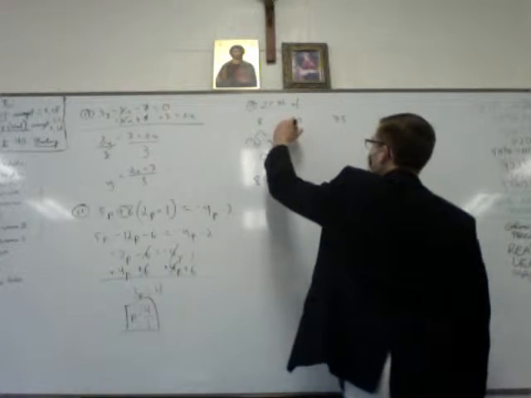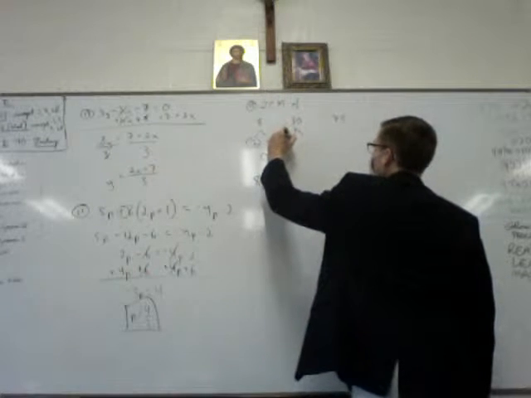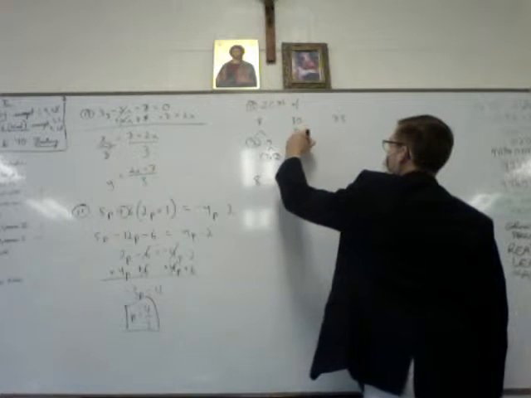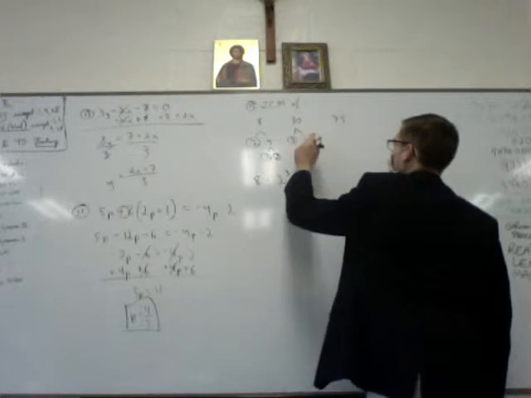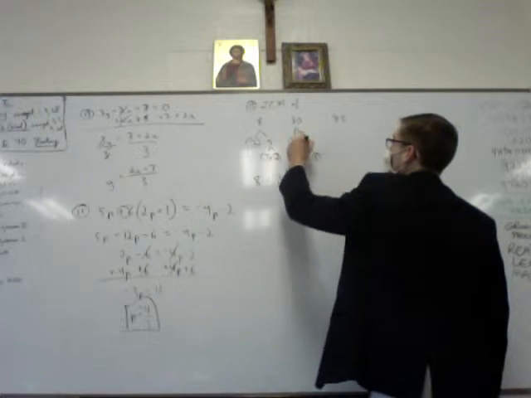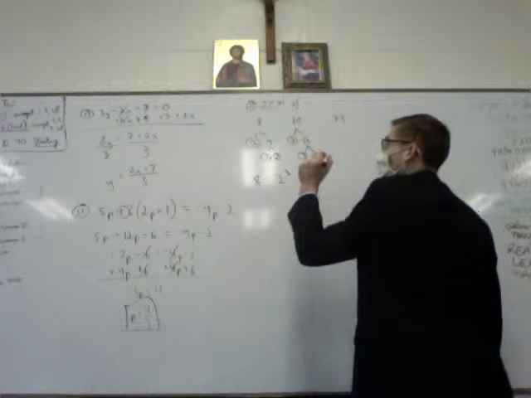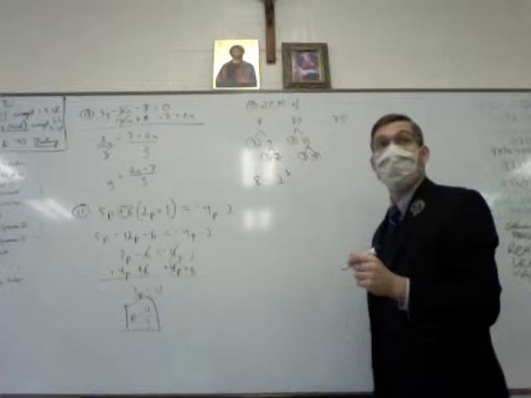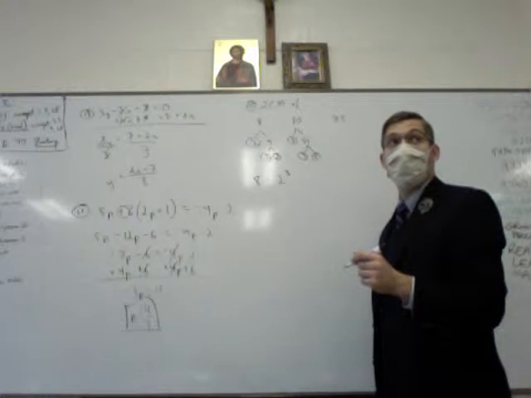Okay, 30: 15 and 2. 15 is 3 and 5. What is 2 to the 6? I'm asking you what's 2 to the 4? It's 64. 2 to the 6 is 64.